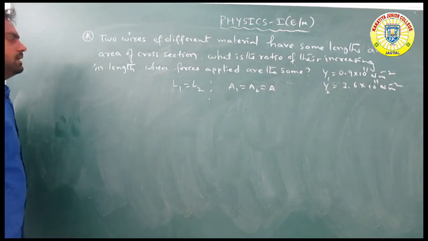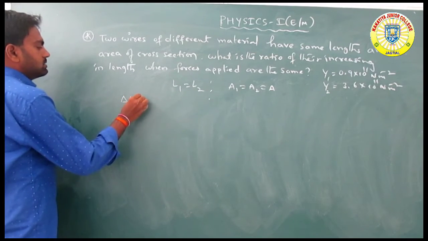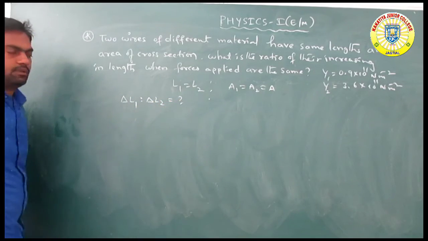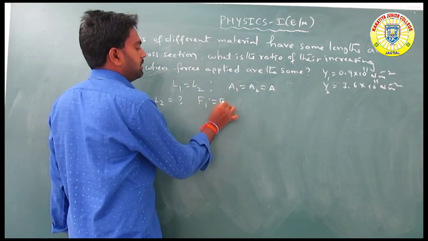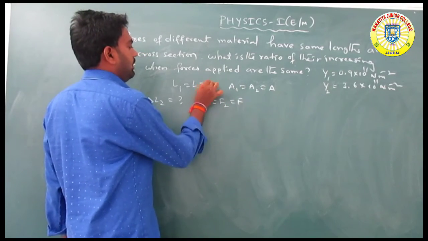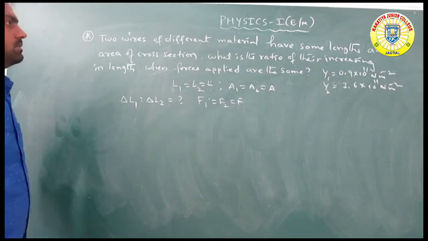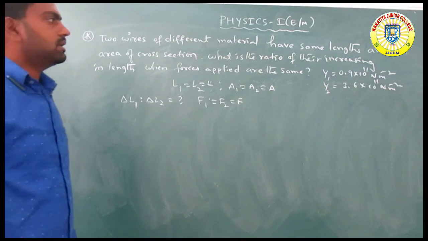The increase in length is delta L1, and we need to find delta L2, which is the unknown. The applied force is also the same, that means F1 is equal to F2, equal to F. Young's modulus is given, so Y1 is equal to 0.9 into 10 to the power of 11.